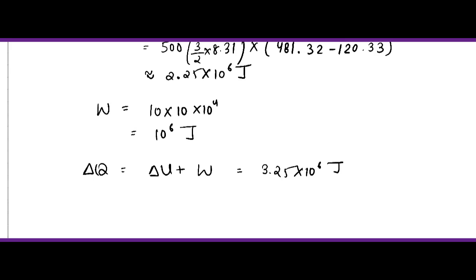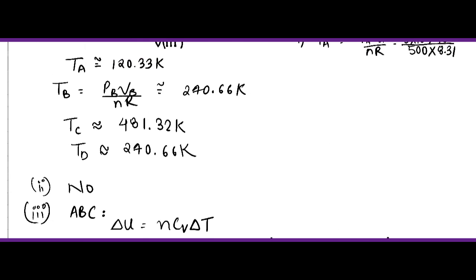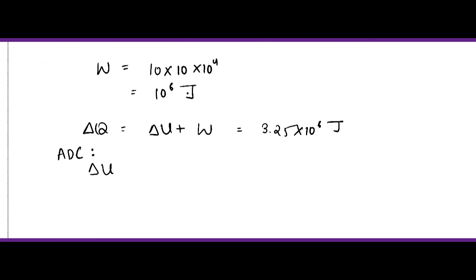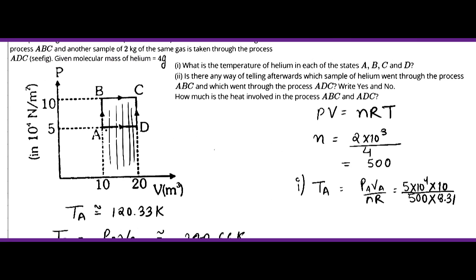Now for the ADC process, delta U in ADC: since we have the final temperature equal to 481 and the initial was 120, delta U would be the same as that of ABC. So that is 2.25 into 10 to power 6 joules. Now the work done, that is the area under the curve, would only be this much.